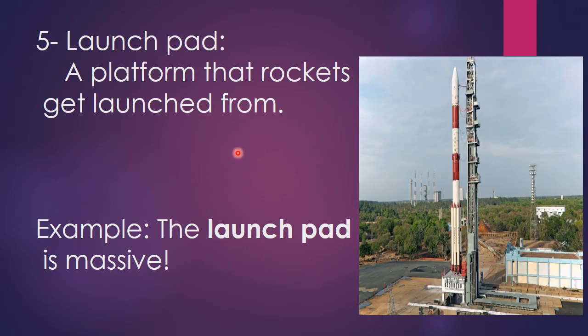Number 5, launch pad, a platform that rockets get launched from. This is a rocket in white and red, and this is a launch pad. It's massive. The launch pad is massive, as you see in the image.